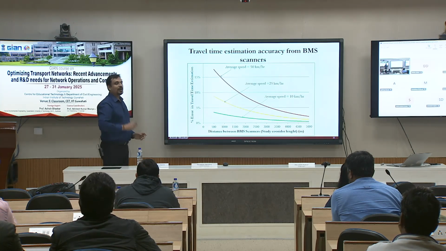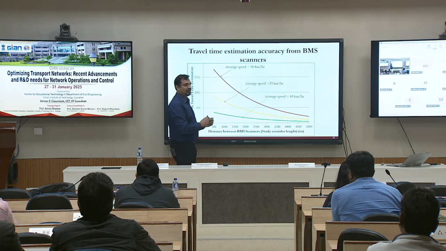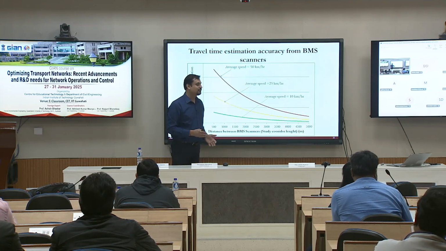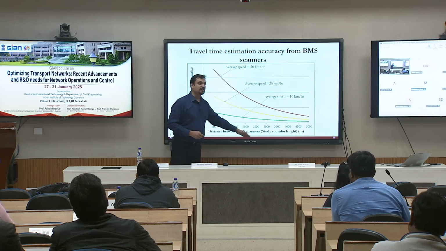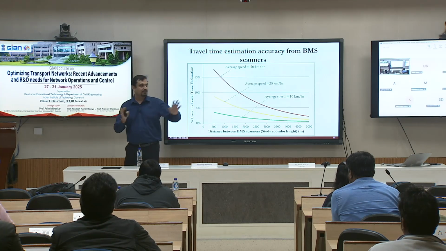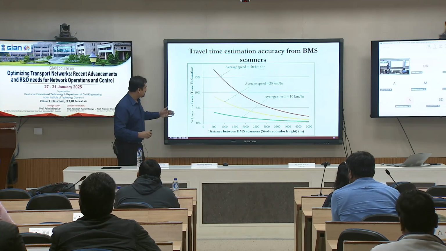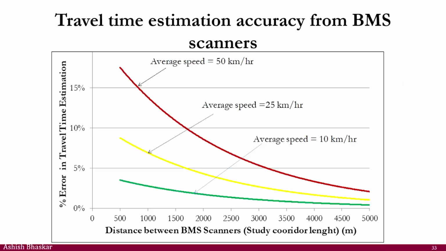Now that's the plot I was talking about. You asked me a question like how far or how close the link should be. Here, the x-axis is the distance between the Bluetooth MAC scanners. It is from simulation, by the way, the one I mentioned earlier. The y-axis is the percentage error in travel time estimation. And you have different plots.